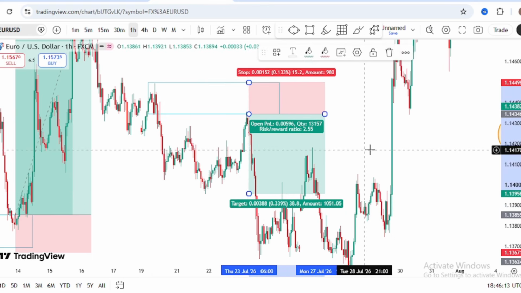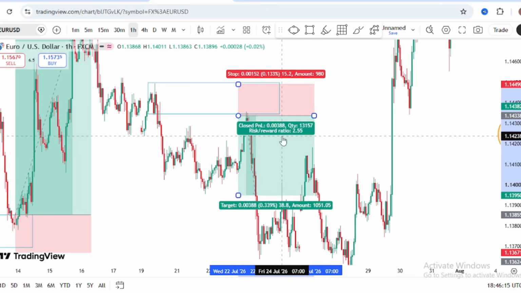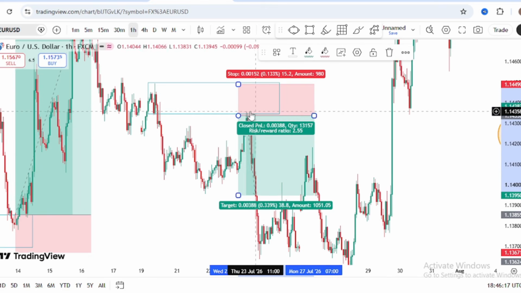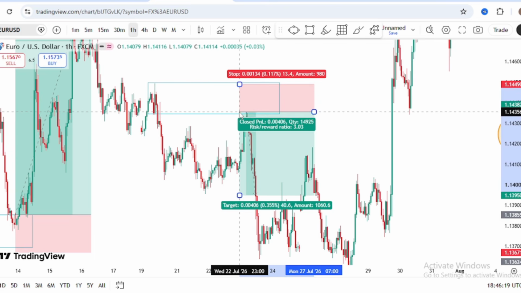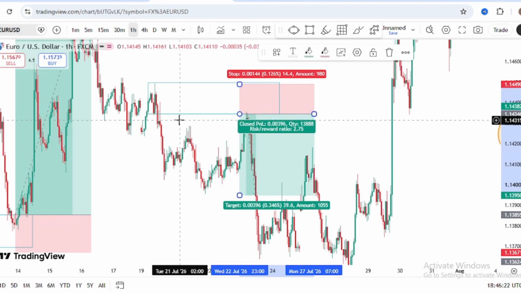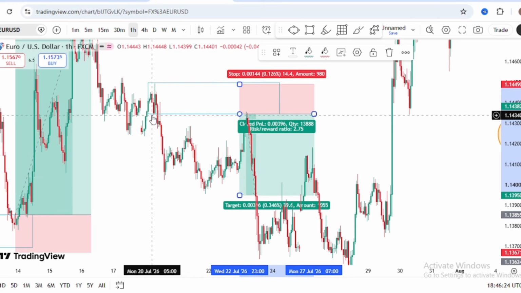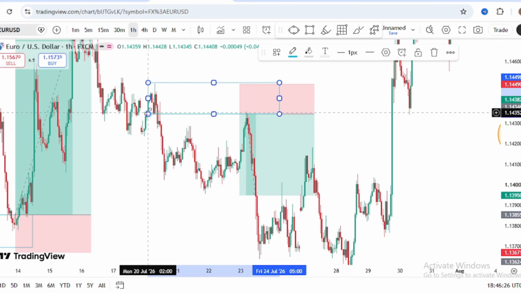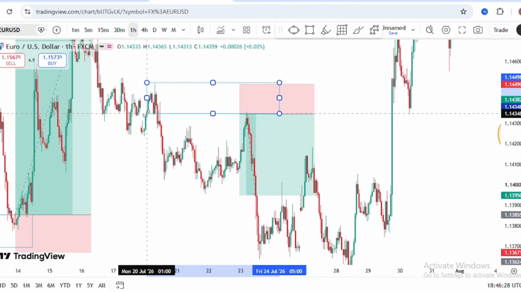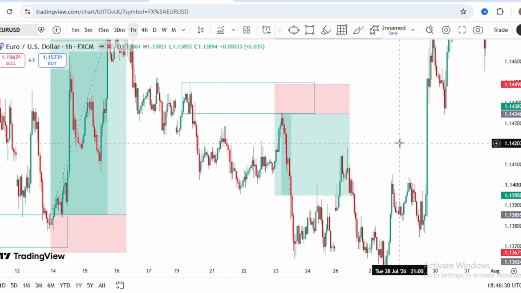So this is exactly how to trade order block. And remember, what we are looking at is the body of the candle that we are marking. So it's the body of the candle that we are marking.